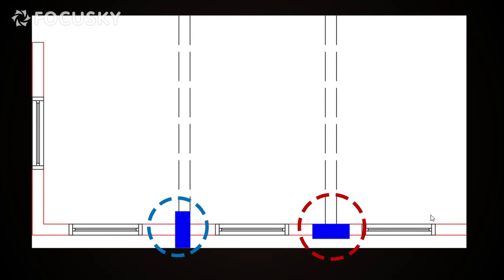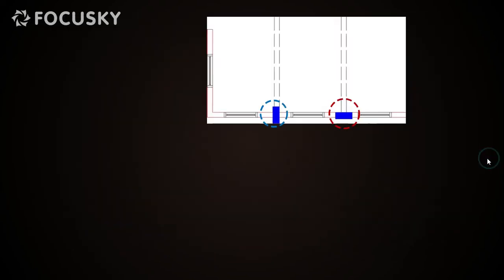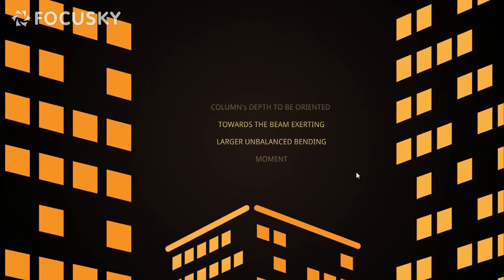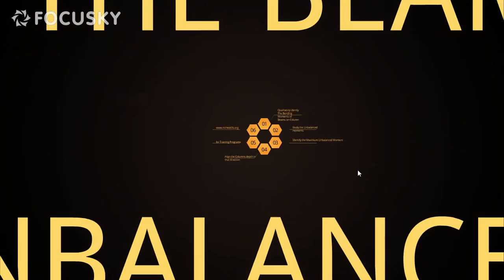In the left hand side, you can see the depth of the column is oriented towards the 10 meter beam, which will offer good resistance to the bending, and we have seen the reason with the scale example. So the left hand side orientation is the right one because it is going to provide us with the most economical design, whereas the right hand side orientation will provide a more uneconomical design of the column. So when we are concentrating on column orientations, this has to be kept in mind: the column's depth is to be oriented towards the beam exerting the larger unbalanced bending moment.